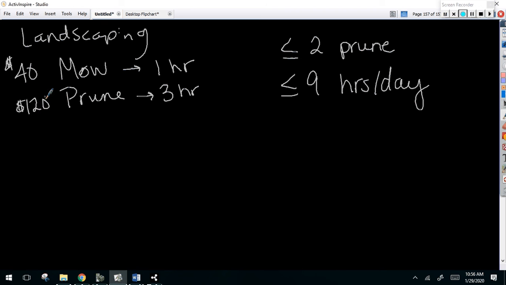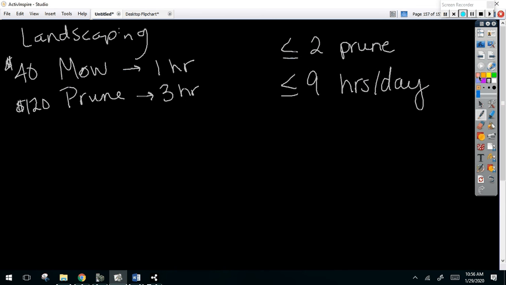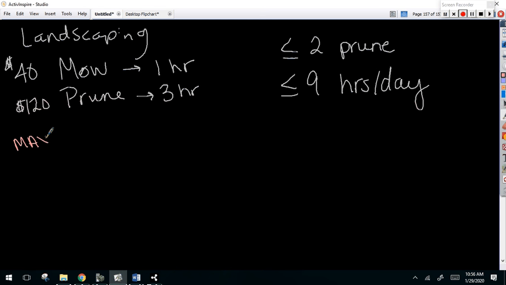At what value will the income that the crew receives be maximized? In other words, how many prunes and how many mows do they need to do to maximize their profit? Exactly. Okay, so here's what I need to think. I'm maximizing what? How much I make, right? That's what they're asking me to maximize or minimize, that's going to be my f of xy.